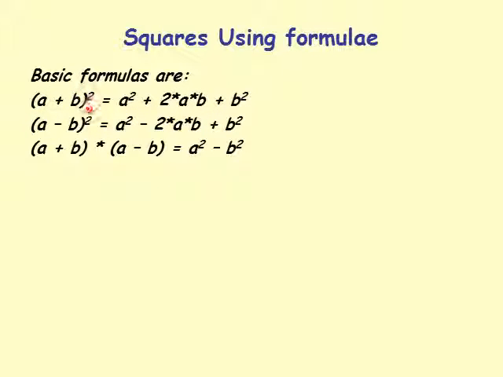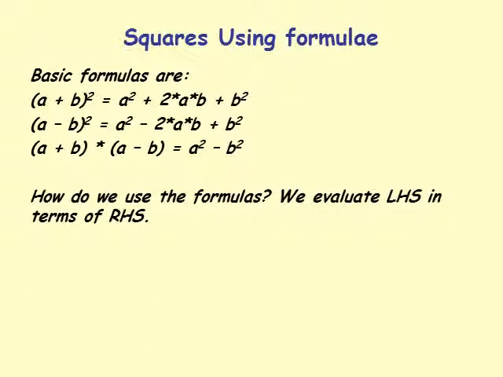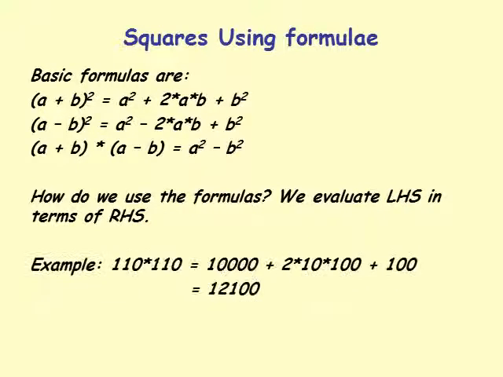Using a formula usually means that we are going to evaluate the left hand side in terms of the right hand side. For the third one, we will do a little bit of manipulation. We will try to compute a squared using the rest of the terms in the equation. How do you use the formula? We evaluate the left hand side in terms of the RHS, right hand side. So let's compute 110 times 110.